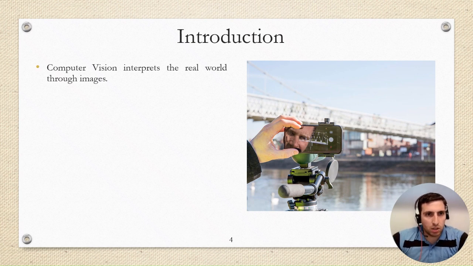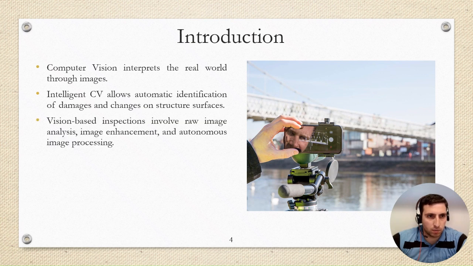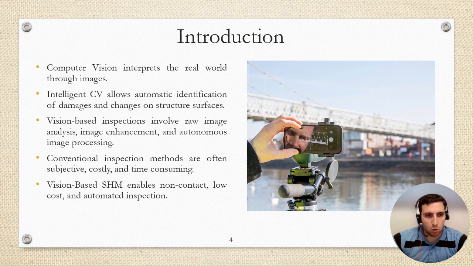Computer vision interprets the real world through images, and intelligent computer vision allows automatic identification of damages and changes on structural surfaces. Vision-based inspection involves raw image analysis, image enhancement, and autonomous image processing. Conventional inspection methods are often subjective, costly, and time-consuming. Vision-based structural health monitoring enables non-contact, low-cost, and autonomous inspection.